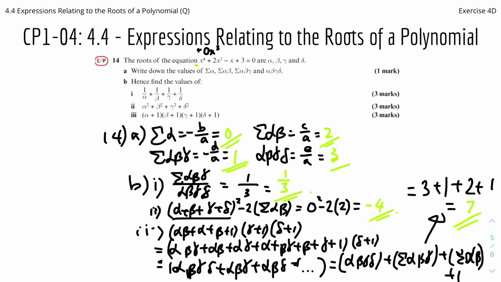And that's it for this rules and examples video for 4.4, the expressions relating to the roots of a polynomial, for the questions video.